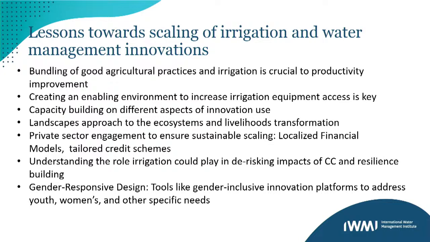We must be ready to bundle good agricultural practices with irrigation. Irrigation is not a standalone type of intervention. It must be bundled with good agricultural practice. We have to create an enabling environment to enable more farmers to access and acquire appropriate tools. Capacity building, we cannot overemphasize it. We have to begin to look at a landscape approach. We don't have to just solve a problem at one unit. We have to have a bigger picture of our landscapes as we approach the issue of irrigation.